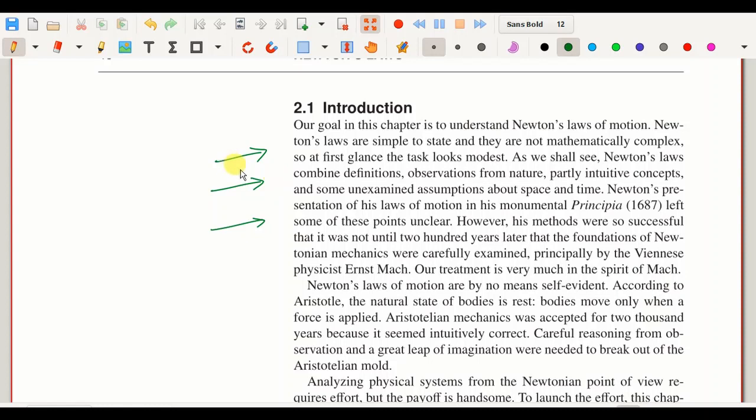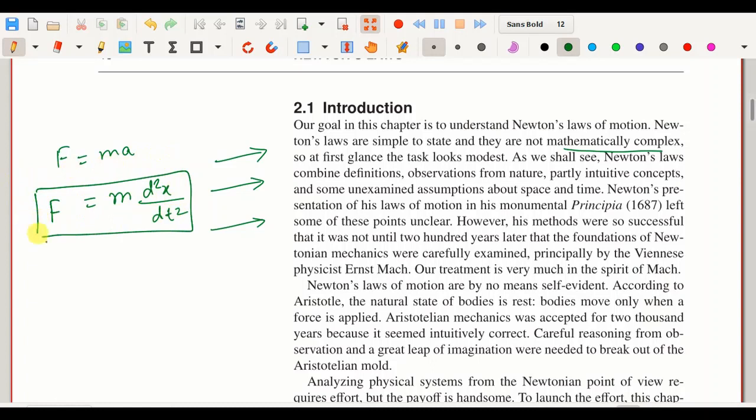Okay, let's start. Our goal in this chapter is to understand Newton's laws of motion. Newton's laws are simple to state; they are not mathematically complex. Yes, F is equal to ma is not mathematically complex, and we know a can be written as d2x over dt squared. So in some sense, this equation is a second order differential equation.